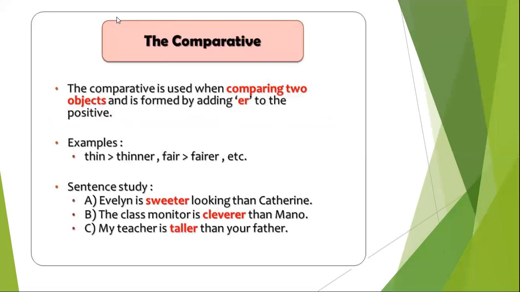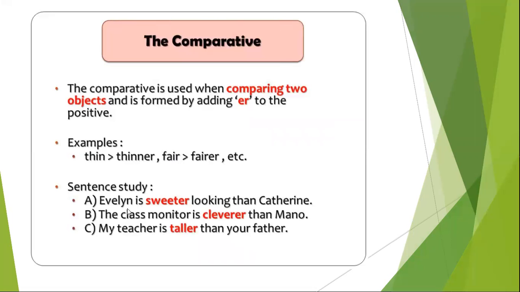The comparative is used when comparing two objects and is formed by adding er to the positive. For example, thin is a positive degree. While writing in comparative, we should add er: thinner, then fair, fairer, etc.